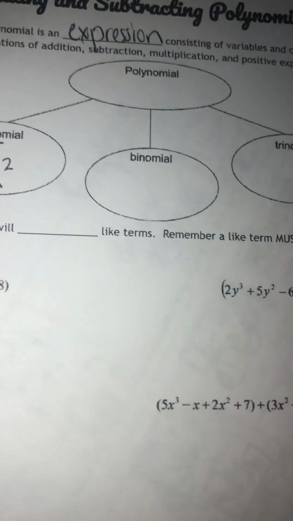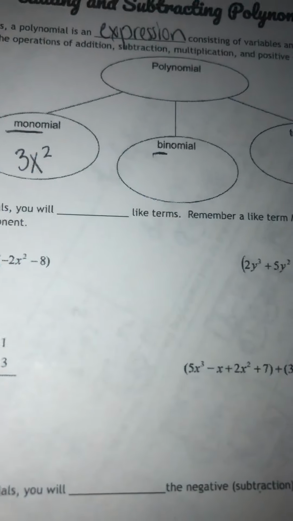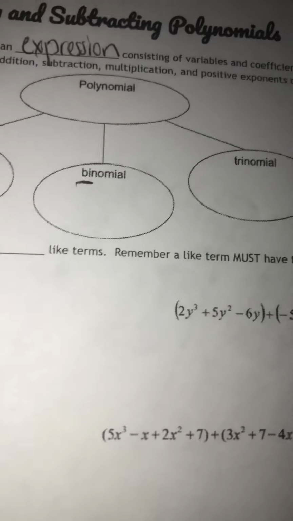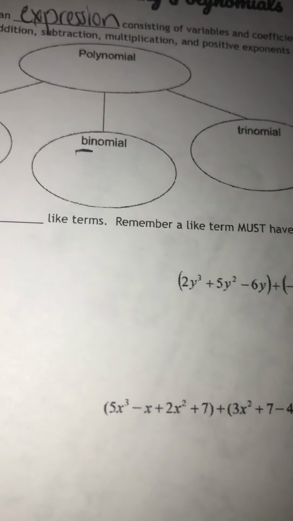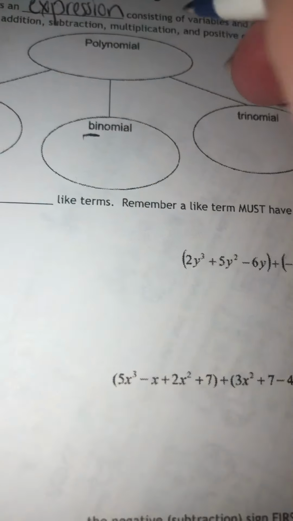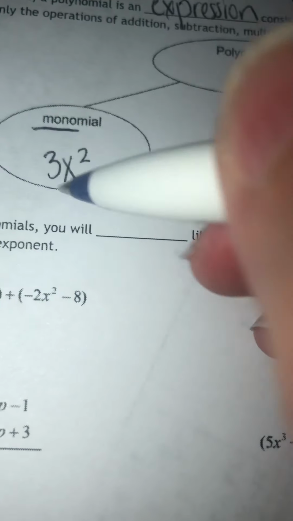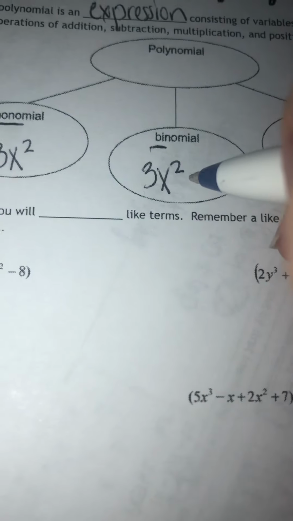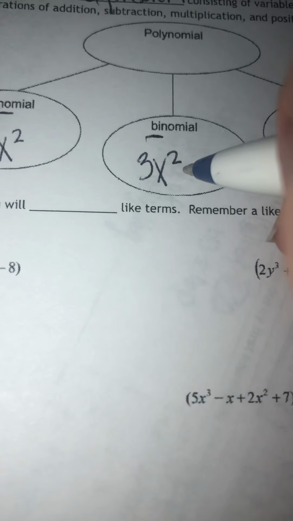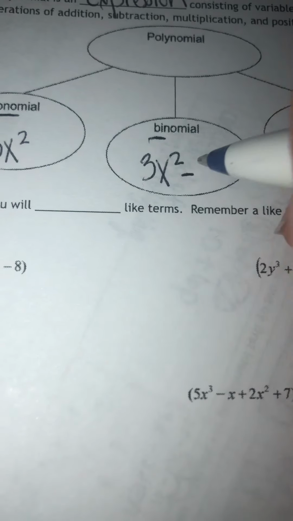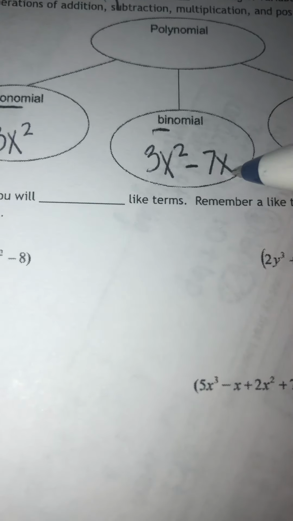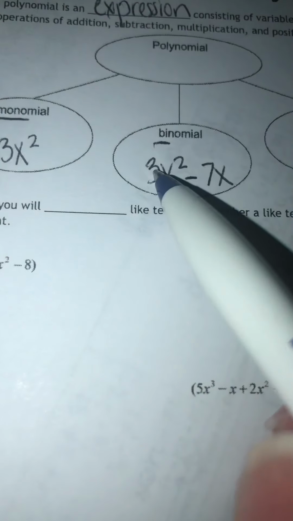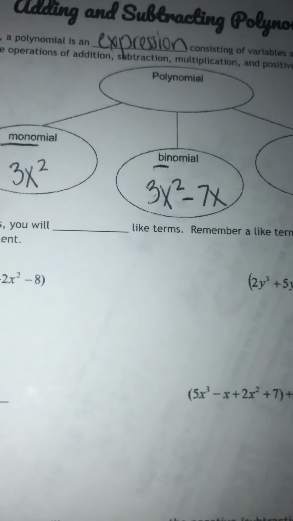A binomial, the prefix here is bi, meaning two, will be a polynomial that has two terms. So it's going to have one plus or minus sign. If I wanted to make this a binomial, I could write the 3x squared, and then I would need something else to add to it or subtract from it. An example could be 3x squared minus 7x. It has two terms, 1, 2, binomial.